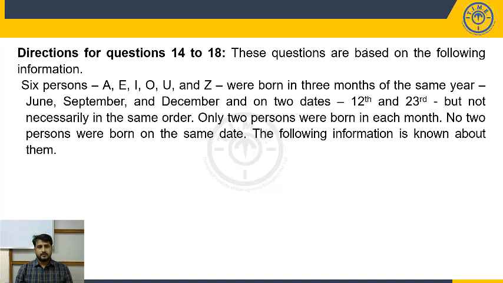Again, puzzle. 6 persons A, E, I, O, U and Z were born in 3 months of the same year, June, September and December, and on 2 dates, 12th and 23rd, but not necessarily in the same order. Only 2 persons were born in each month. No 2 persons were born on the same date. The following information is known about them.